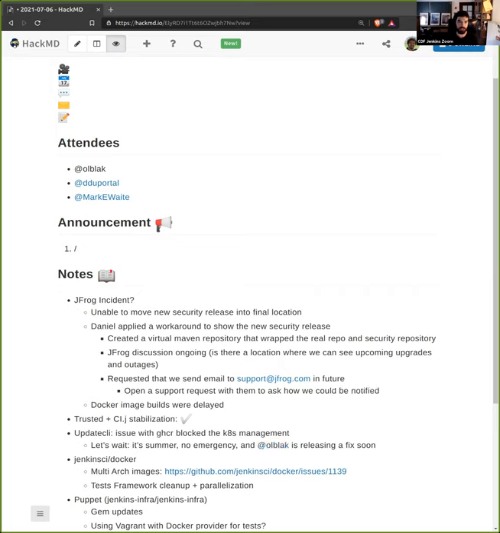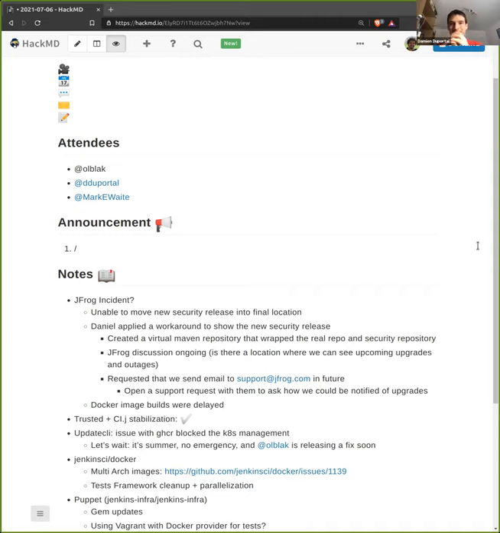At the same time, I know that there are discussions with their VP of engineering or something like that to see how they could work with us. Because that's a pretty big instance for them, and it's a very critical instance for the Jenkins project as well. So yeah, definitely. Any other topic regarding JFrog?